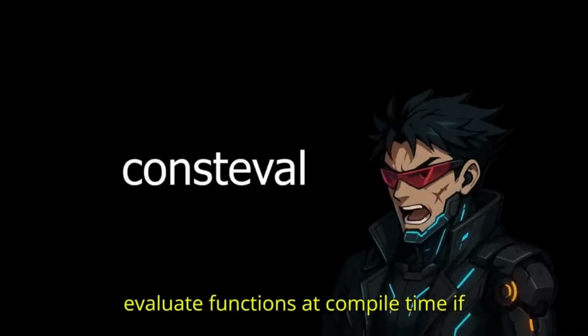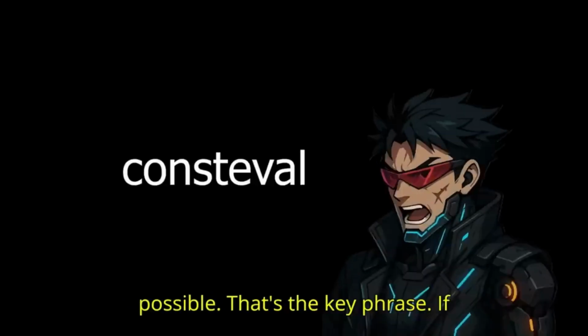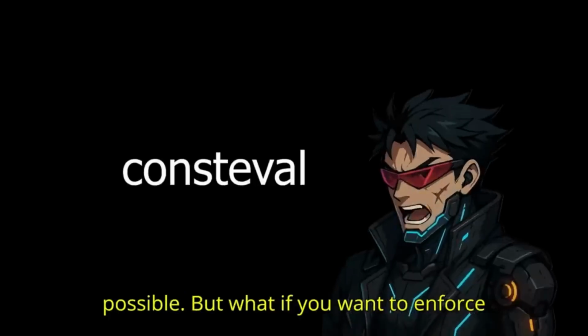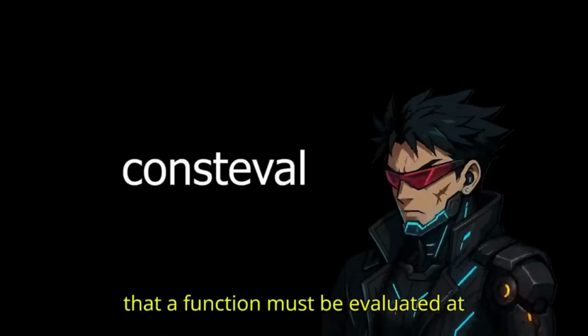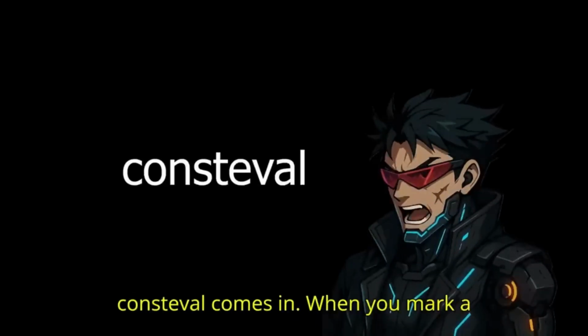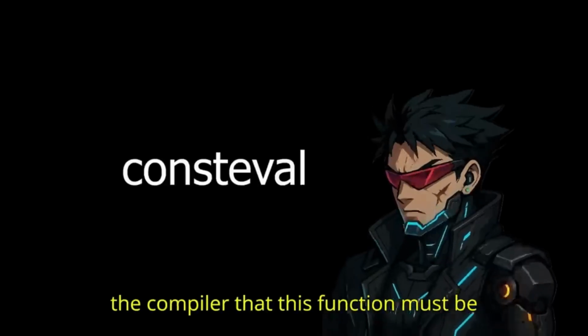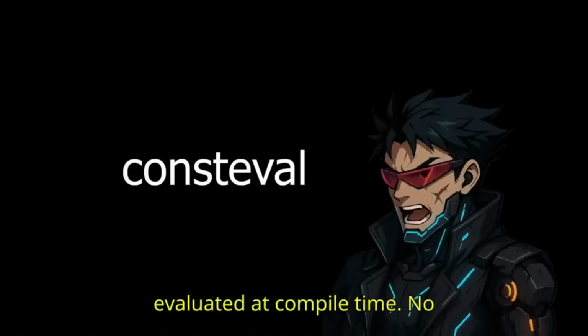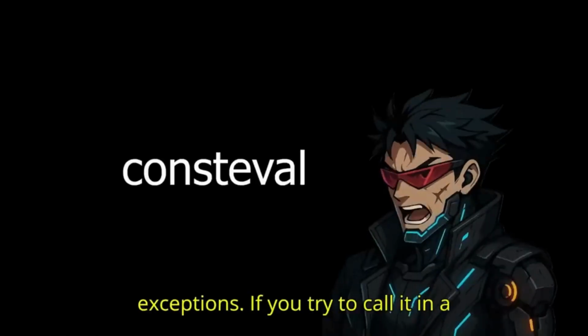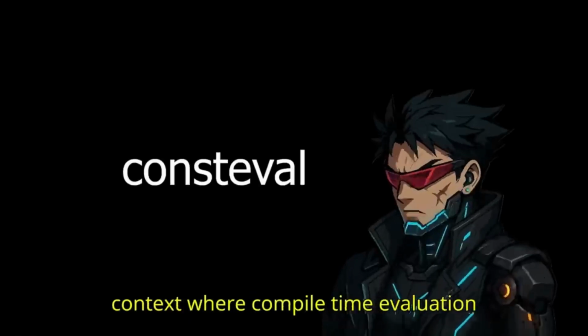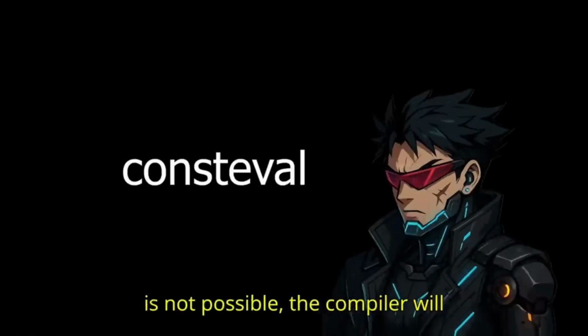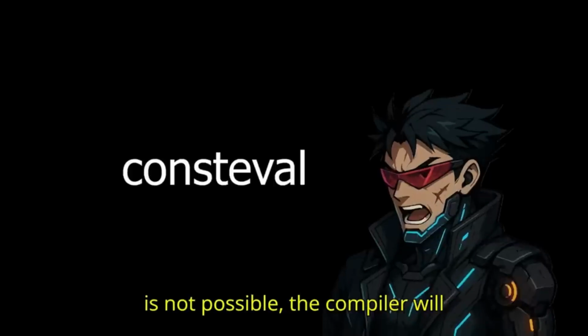In C++, we've had constexpr since C++11. It allows us to evaluate functions at compile time if possible. That's the key phrase. If possible. But what if you want to enforce that a function must be evaluated at compile time? That's exactly where consteval comes in. When you mark a function with consteval, you are telling the compiler that this function must be evaluated at compile time. No exceptions. If you try to call it in a context where compile time evaluation is not possible, the compiler will throw an error.